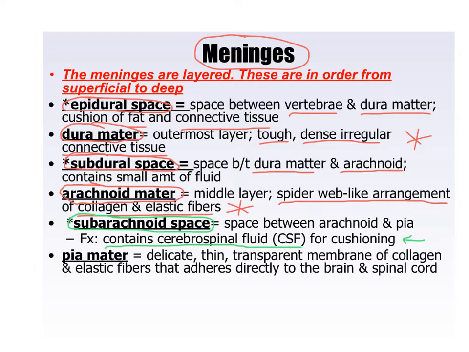And just deep of the subarachnoid space, you have a transparent membrane called the pia mater, and that is what adheres directly to the brain and spinal cord. So that's like a little membrane that is right against the nerve tissue of the brain and spinal cord. So definitely know the order of these. Epidural space, then you have the dura mater, subdural space, arachnoid mater, subarachnoid space, and finally the pia mater, which directly adheres to the brain and the spinal cord.